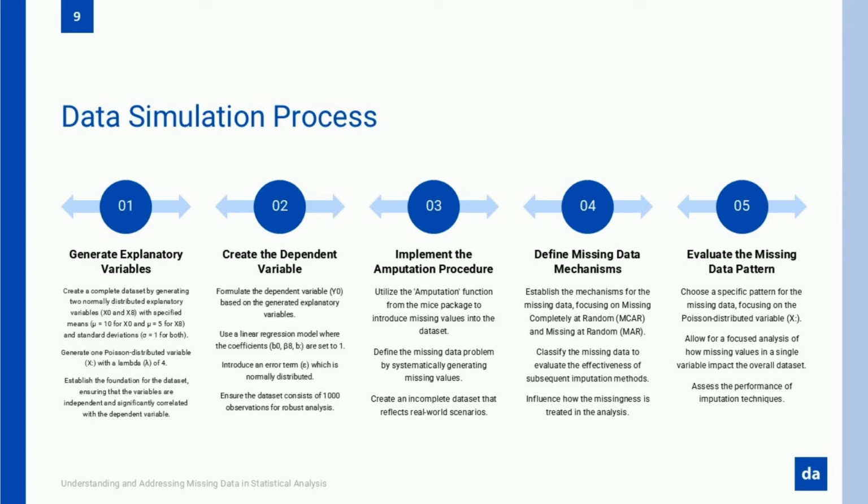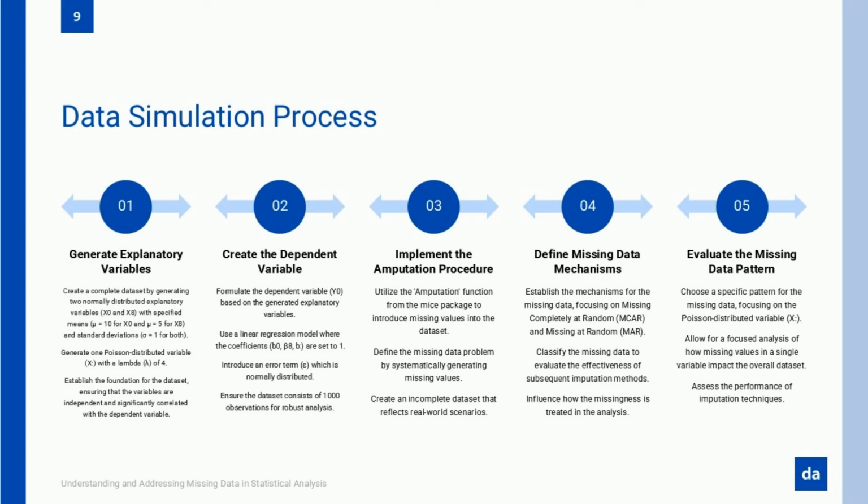We start by generating two explanatory variables, x0 and x8, both following a normal distribution. These variables are assigned specific means and standard deviations to reflect realistic patterns seen in variables like income, age, or other metrics. Next, we generate x, a Poisson distributed variable, which is commonly used to represent count data like the number of customer visits, product purchases, or incidents in a given period. Together, these explanatory variables provide a foundation for a comprehensive dataset. They are designed to be independent, yet significantly correlated with the dependent variable, ensuring realistic relationships.